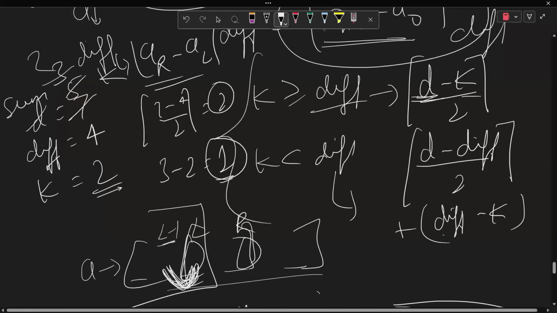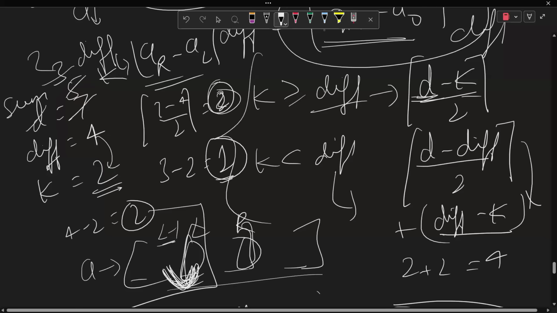Okay, but if you do difference minus K, then you would do 4 minus 2 and get 2. So through this formula, you would actually get 2 plus 2, 4. But you should get 2 plus 1, 3 operations. So this odd case is the only one you need to handle.